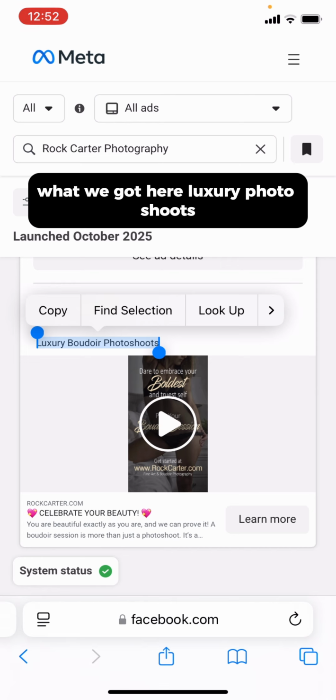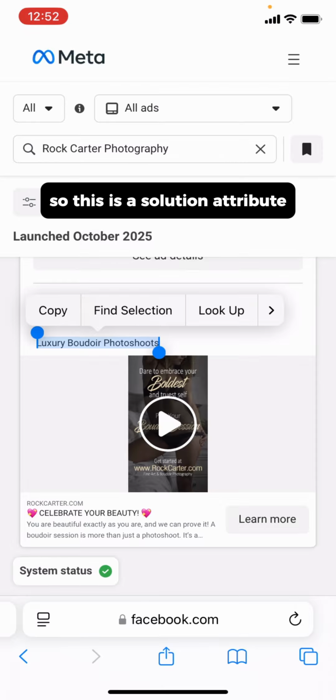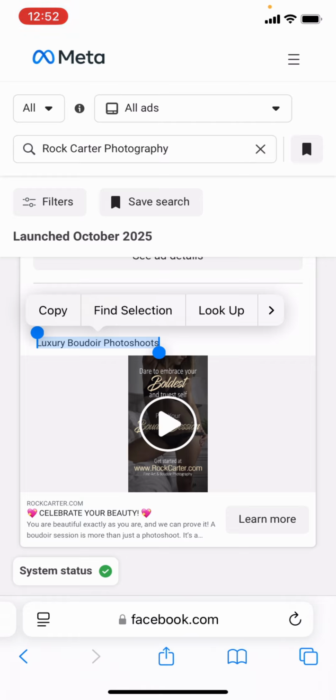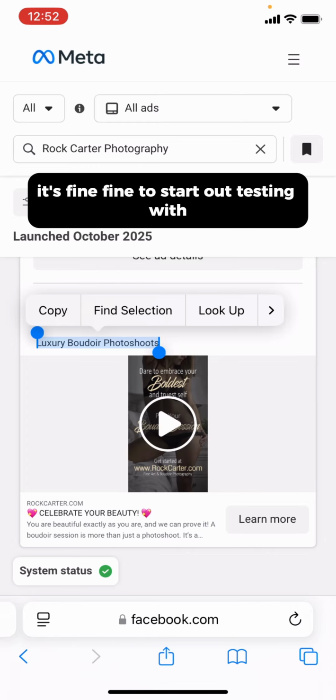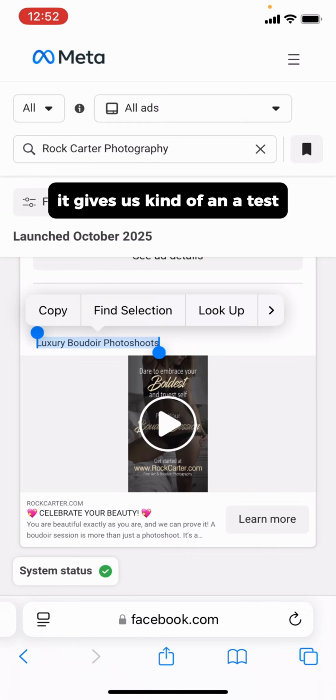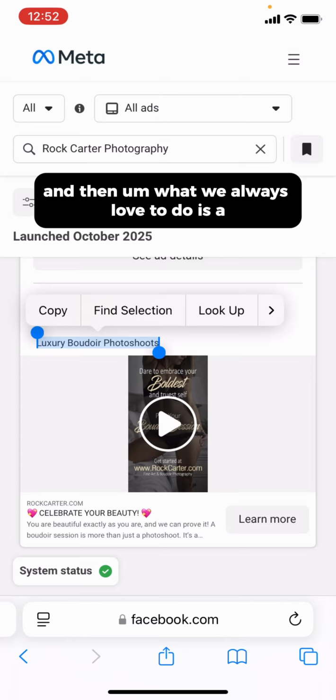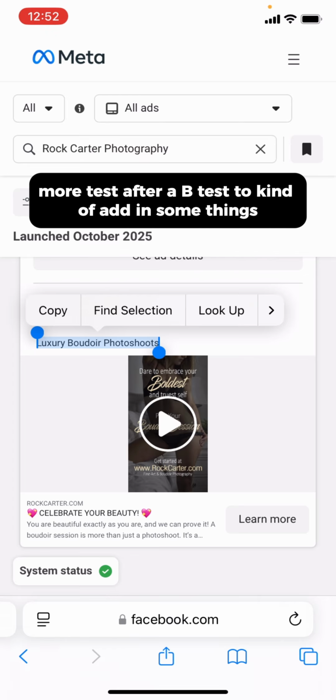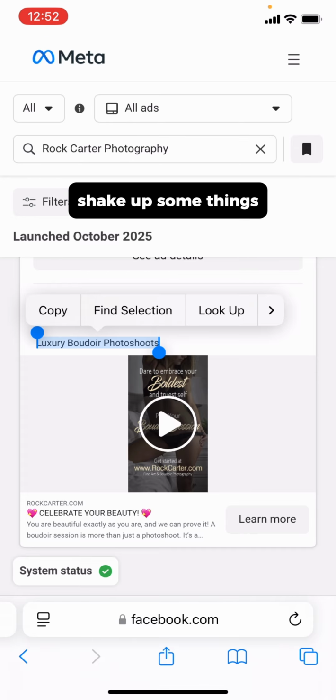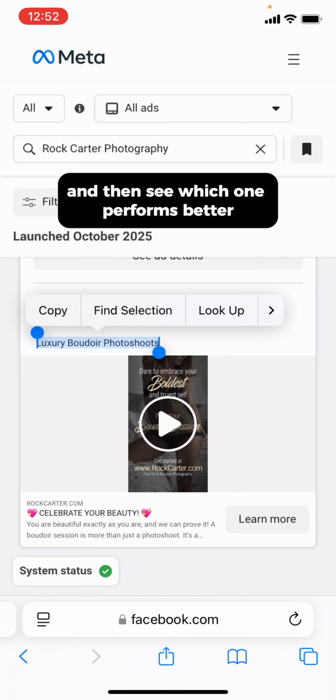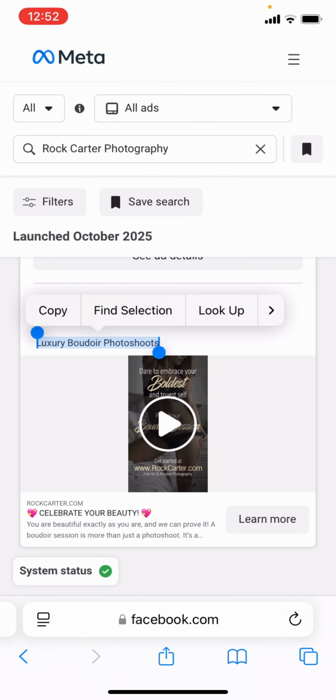So first, what we've got here: luxury boudoir photo shoots. This is a specific attribute titled solution. It's fine to start out testing with. It gives us kind of an A test. And then what we always love to do is more tests after a B test, to add in some things, shake up some things, and then see which one performs better. And then we try to figure out why.